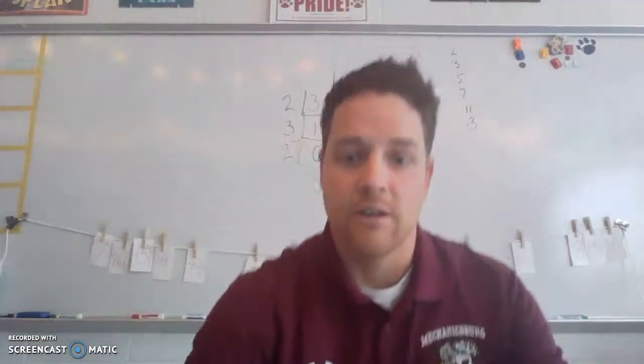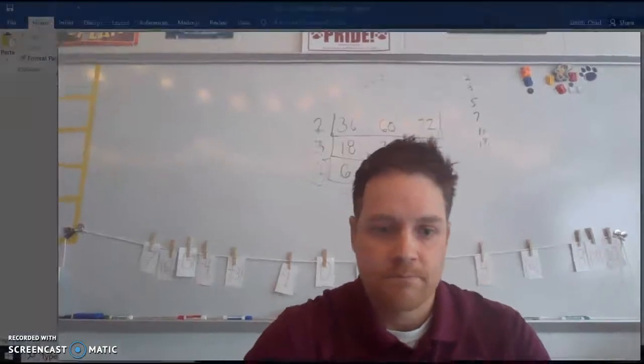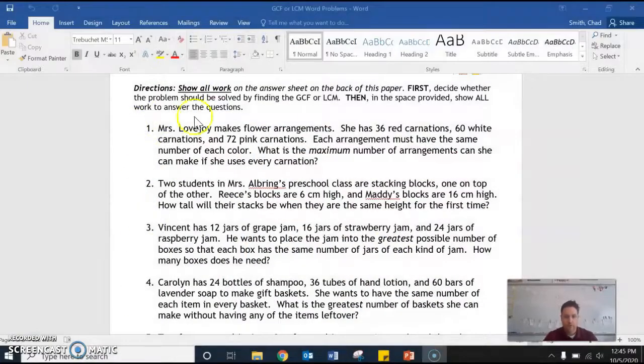So if we look back here on the actual problem, what did we just do? Well, we found the maximum, the greatest common factor of 36, 60, and 72, and it would be 12. So how many arrangements can she make? 12. All right, now I want to show you one more step. This problem doesn't ask it, but there might be one further down that does.